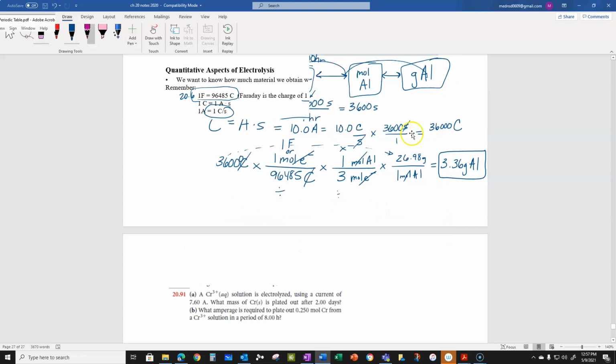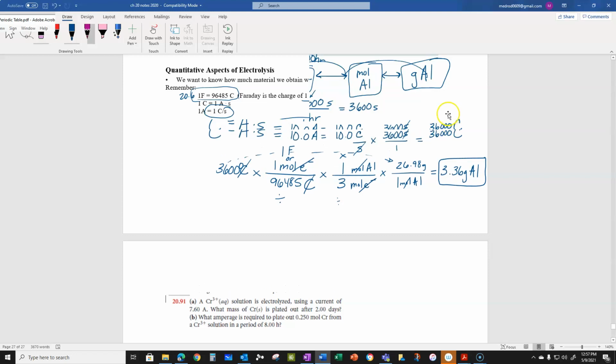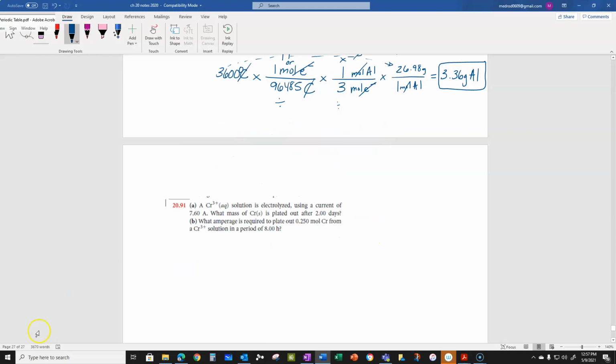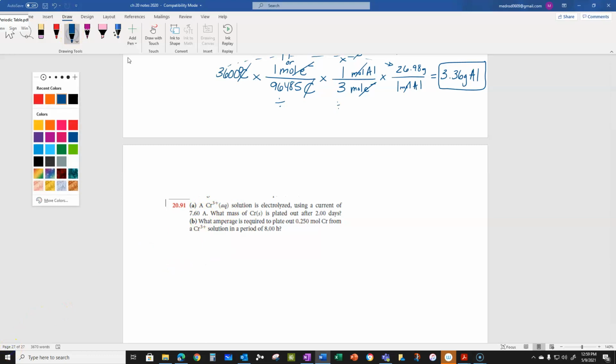Okay, it's not difficult. It's trying to remember what a coulomb equals to an amp or what an amp equals to a coulomb. Okay, so 91 right here. And this is usually a homework question, but I wanted to get you some more examples. So right here. All right, let's tackle this one.